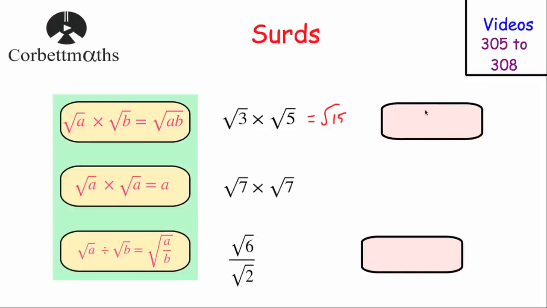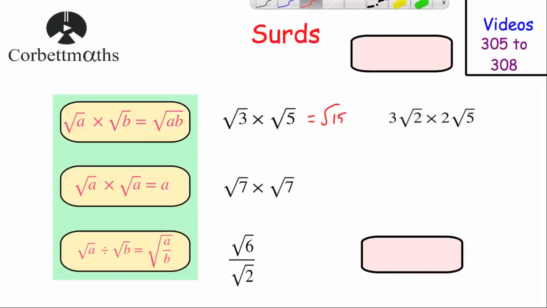And that also works even if you've got numbers in front of them. For instance, if you had 3 root 2 multiplied by 2 root 5, you can multiply the numbers at the front. So 3 times 2 is 6, and then you can multiply the surds. Root 2 times root 5 is root 10, so the answer would be 6 root 10. So you can multiply surds together.